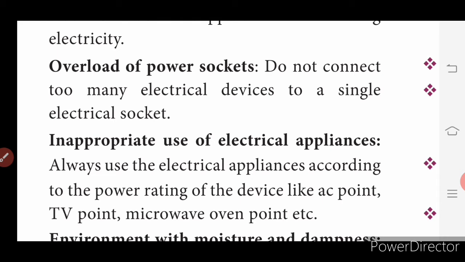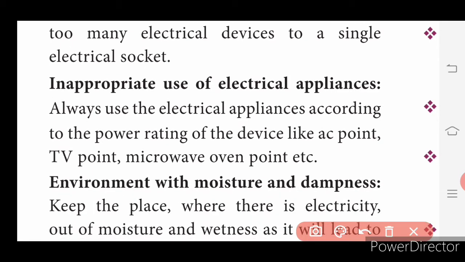Overload of power sockets: do not connect too many electrical devices to a single electrical socket. Then the third one is inappropriate use of electrical appliances. Always use the electrical appliances according to the power rating of the device, like the AC point, TV point, microwave oven point, etc. Each and every electrical device needs a certain voltage. Not all appliances can accept higher voltages. The iron box will have a different voltage. Your grinder, mixie, TV, radio, each and everything has a certain amount of electrical charge.